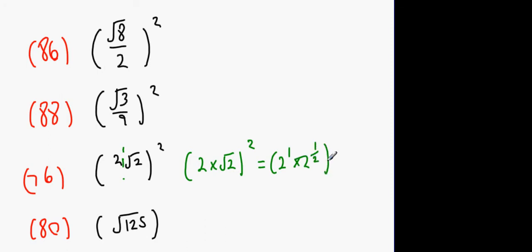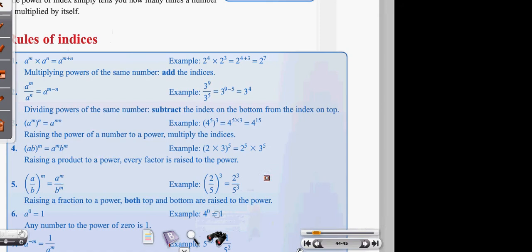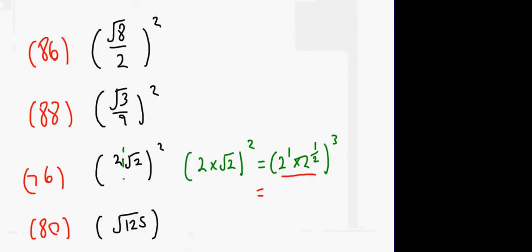Now what we have to do is deal with what's in the brackets first. To deal with what's in the brackets first, we look at the rules again, and we're going to use the multiplication rules, where we add the powers together. So when we add the powers together, what we're going to get is 2 to the power of 3 over 2 to the power of 2.